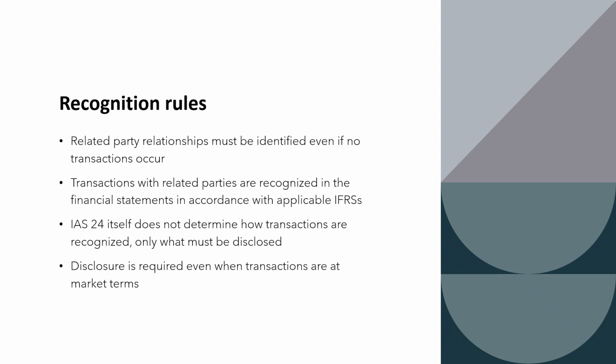IAS 24 itself does not tell us how to record transactions in the accounts. Instead, it focuses on identifying related parties and ensuring proper disclosure. Even if a transaction happens at a market price, disclosure is still required. Also, relationships must be disclosed even if no transactions occur during the year, which is a common exam point.